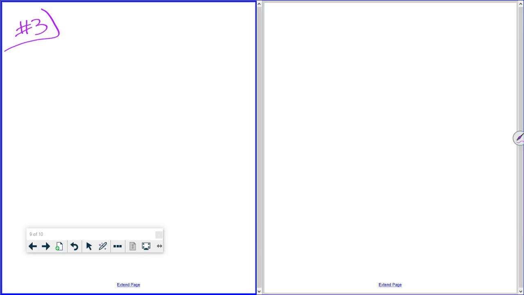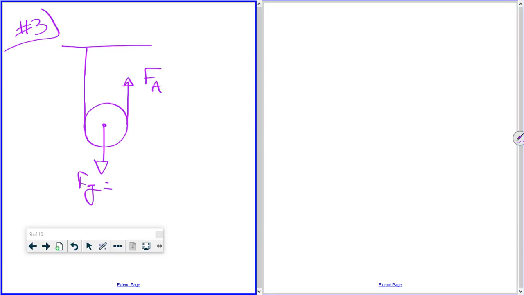All right. Okay, so here's what we've got. For number 3, you've got a rope attached to the ceiling. It goes around a disc, and then you pull up over here with a force that is called FA, as in applied force. The problem tells you that this thing has a mass of 2 kilograms, so I'm going to go ahead and find my force of gravity. For simplicity, I'm going to use 10 for the acceleration of gravity. Is that going to mess anybody up? No. So 2 times 10 is 20 newtons, right?